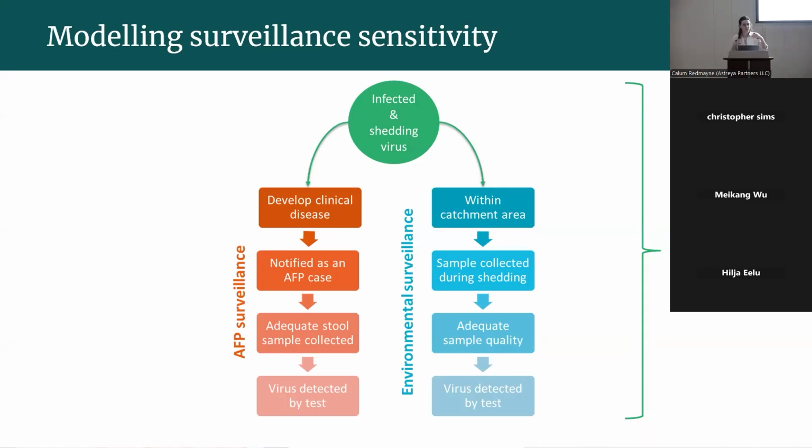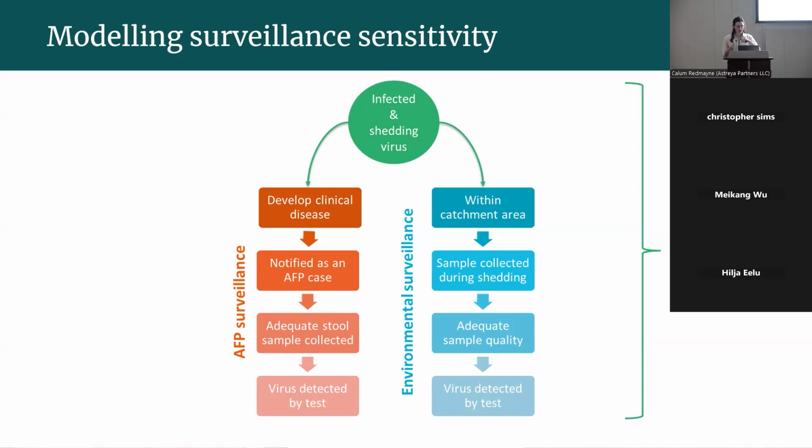So in order to understand and quantify the overall surveillance sensitivity, considering these two independent components, we define what we refer to as a scenario tree, which captures the individual steps through which an individual infection needs to pass in order to yield a positive outcome from that surveillance component. And we consider the pathway of a single individual and the probability of them passing through each of these steps and yielding a positive result.